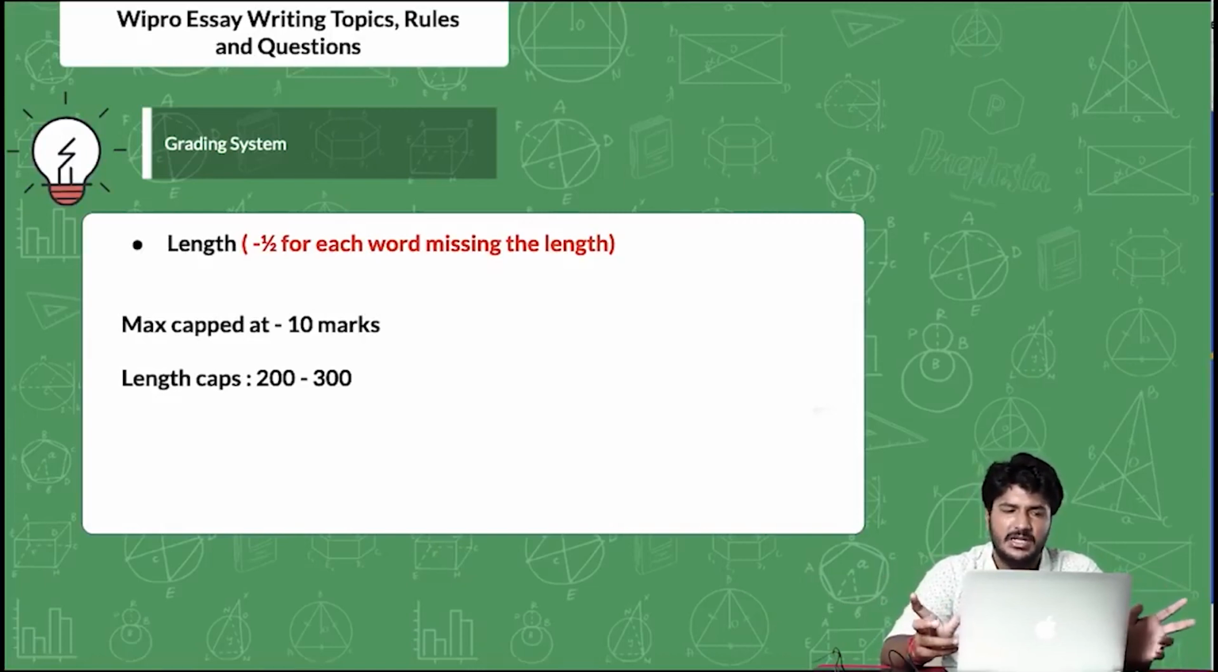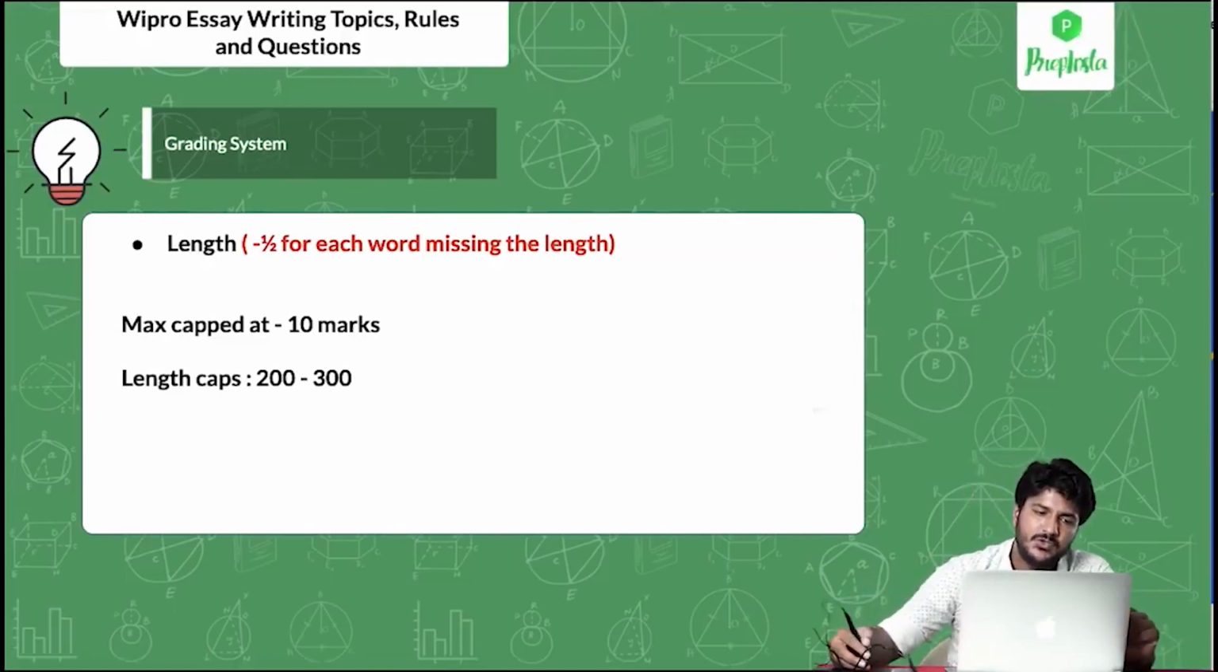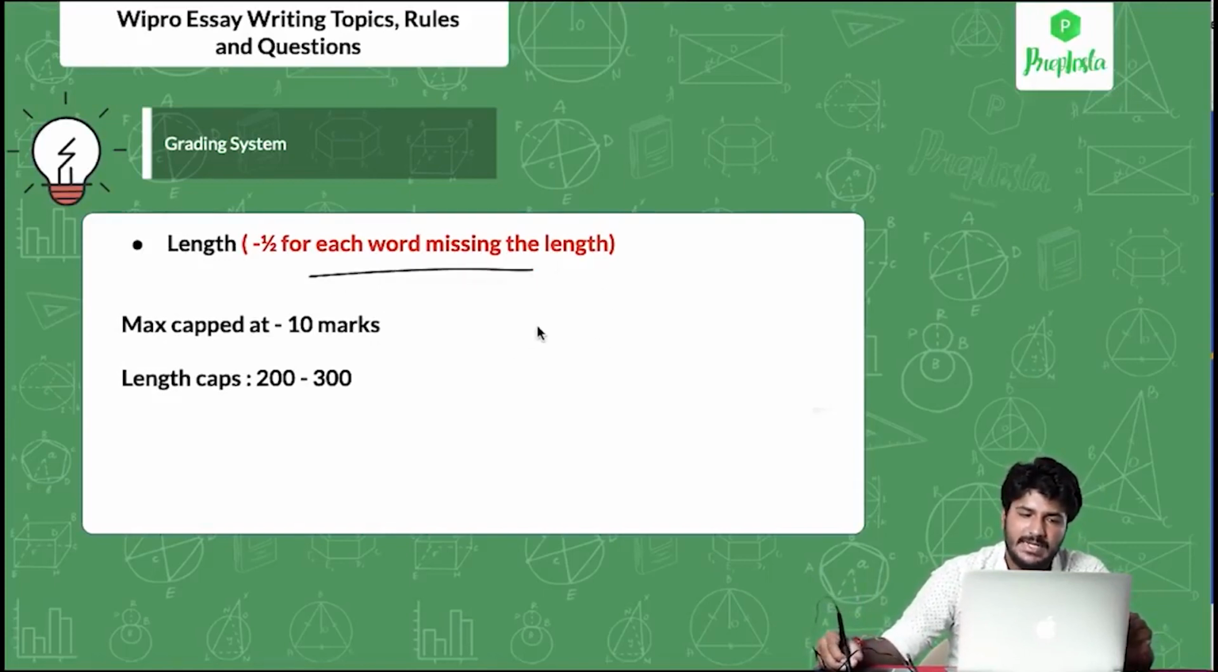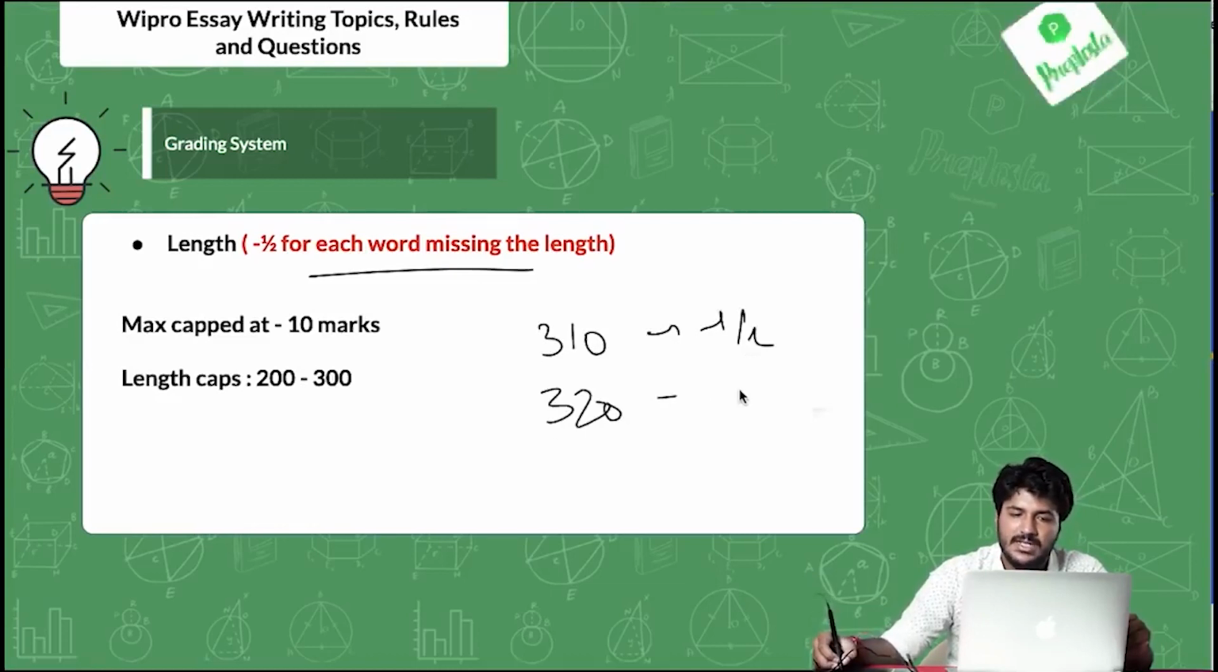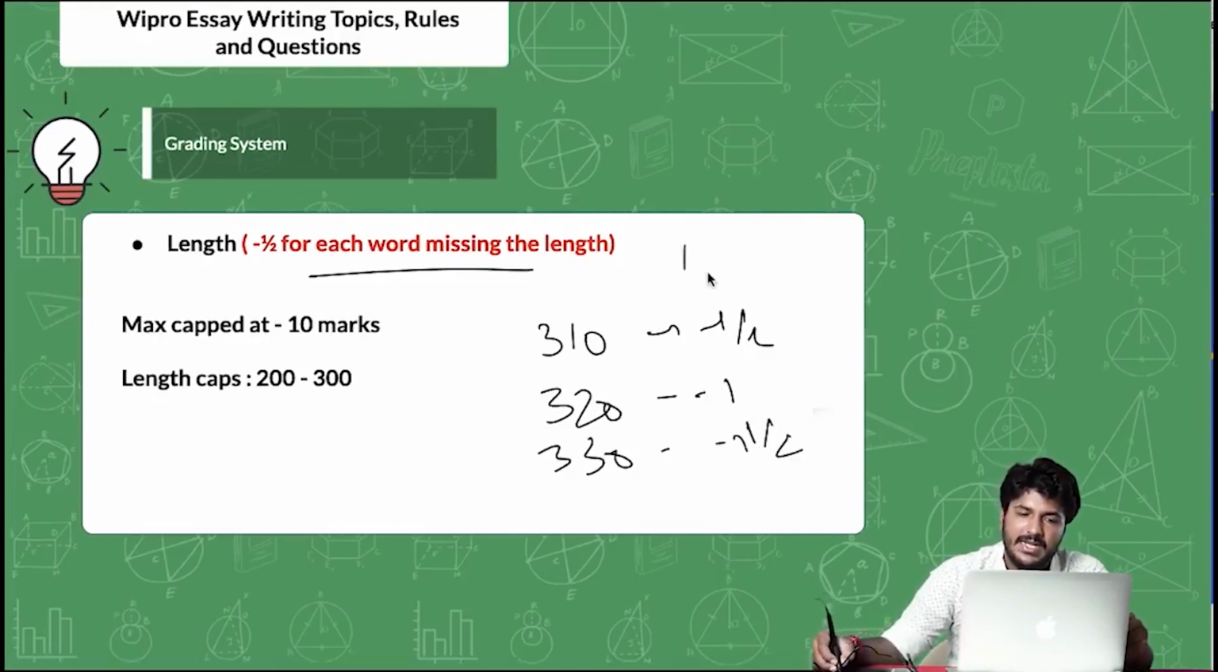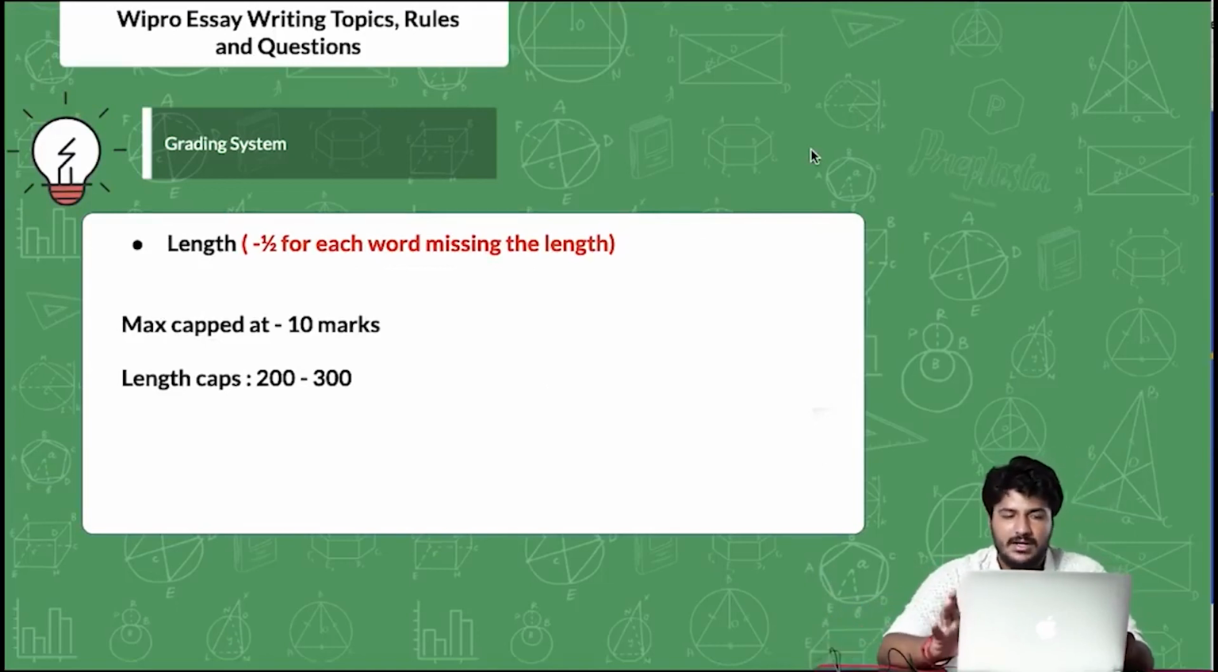So they can change it and tweak it a little bit based upon if the exam is for Wipro or if the exam is for GMAT, etc. Right. So minus 1/2 marking for missing the length. For example, if you're writing 310 words, minus 1/2. If you're writing 320 words, then minus 1. If you're writing 330, then minus 1.5. Again, if you're writing 190, in that case, minus 1/2, and so on and so forth. So ideally write anywhere between 200 to 300 words.